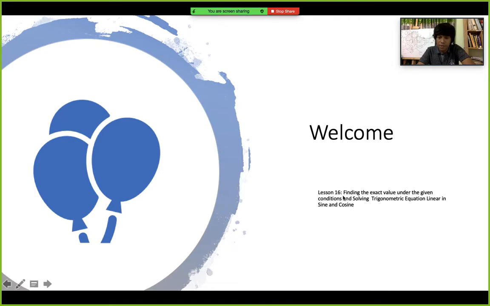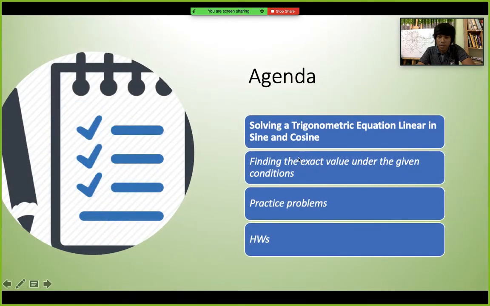This is our lesson 16, finding the exact value under given conditions and solving trigonometric equations linear in sine and cosine. So we have two different kinds of problem here. These are the agenda: the two different types, then practice problems and then homework.